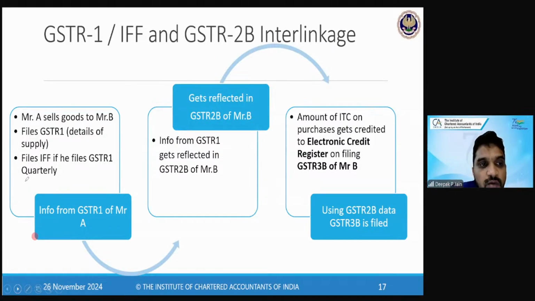Once it is appearing in the GSTR 2B, he will utilize this amount, and the amount of ITC, that is the input tax credit, reflecting in GSTR 2B, gets credited to the electronic credit ledger on filing 3B of Mr. B, because credit kisko chahiye? Mr. B ko chahiye. So he has to file his GSTR 3B, then the credit will appear in his electronic credit ledger. So how will he file the 3B? Using GSTR 2B data. How are we getting 2B? Basis what the supplier is filing in GSTR 1. So that is how the interconnection is there between GSTR 1, GSTR 2B and GSTR 3B.